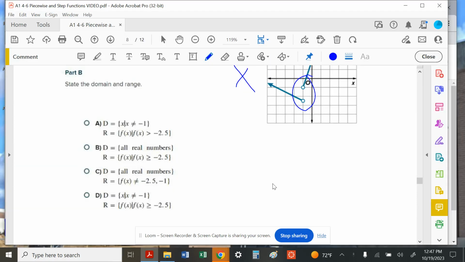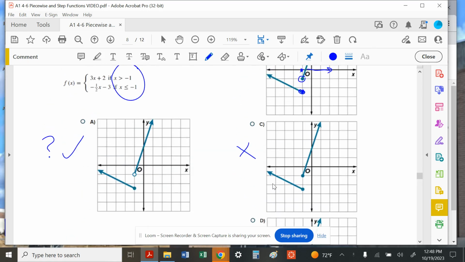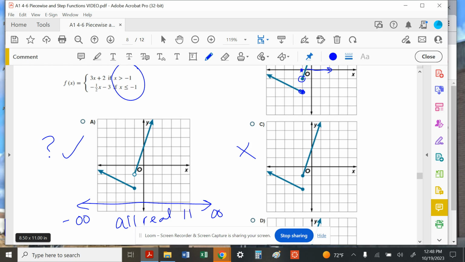I know I said I was going to stop, but actually I forgot to do a part: stating the domain and range. Remember that this is the function right here. The domain is all the x values going from -infinity to +infinity, left to right. Notice this arrow keeps going to the left, and this arrow keeps going to the right, and there is no break. Because of this closed circle versus this open circle, the function just keeps going. So it runs all the way from negative infinity to positive infinity, which means all real numbers on the x.